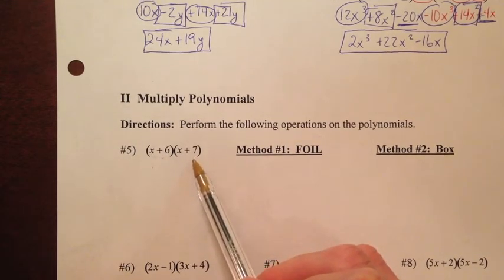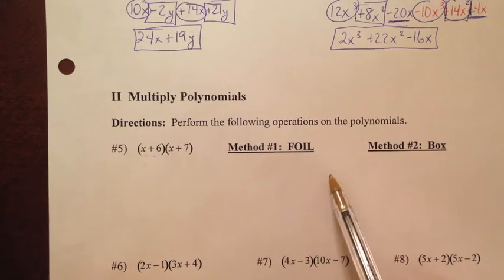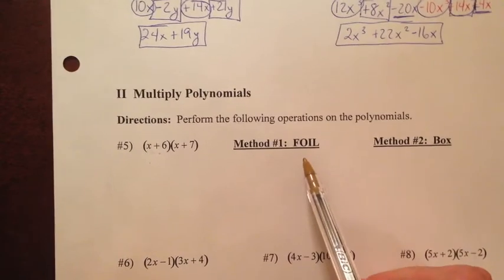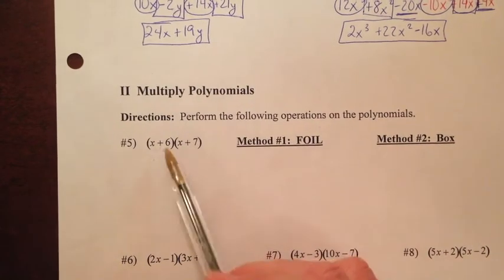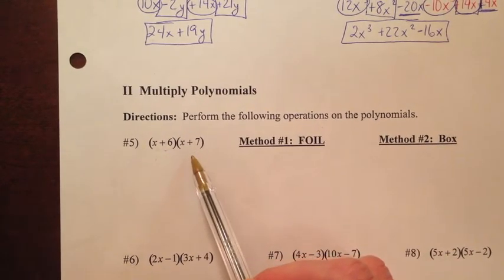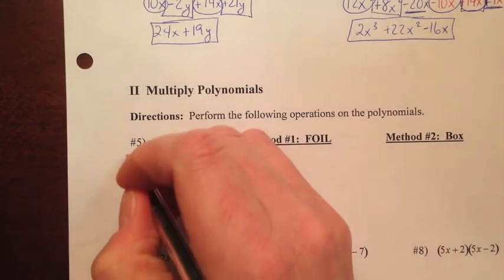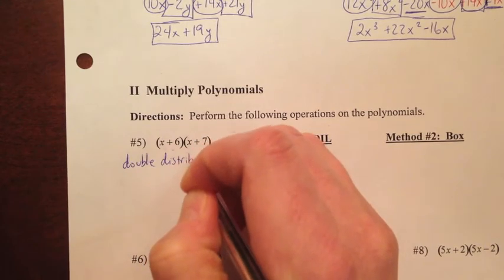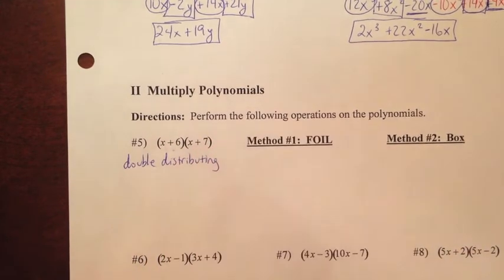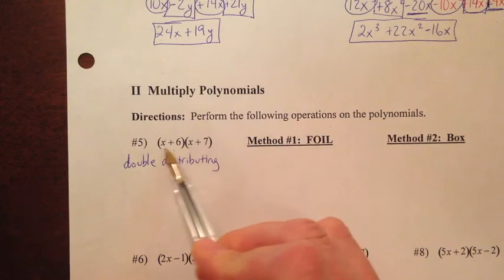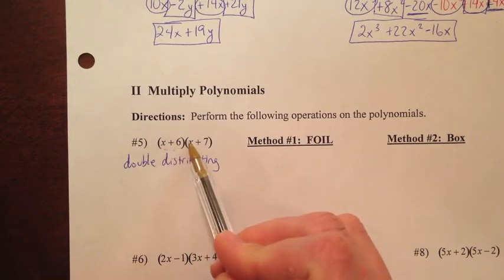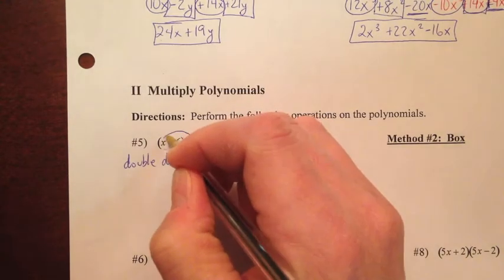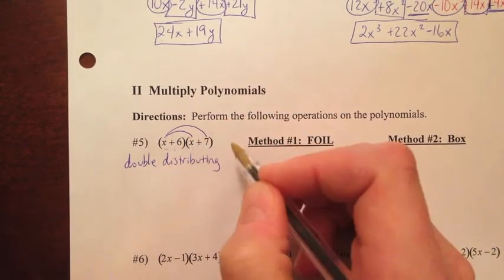Now you've probably learned at least one of these two methods. The way that I like to think about this though, FOIL is a nice way to remember it, but basically what you're doing is you're distributing twice. Okay, or what you're doing is double distributing. This is really the process. You're taking both of the terms in the first binomial and you're multiplying them by both of the terms in the second binomial. The x is multiplying x plus 7.